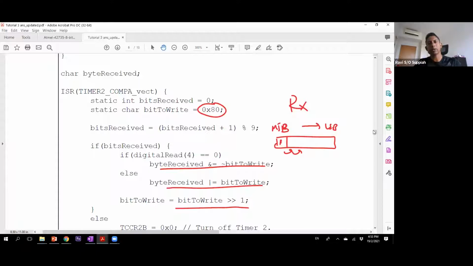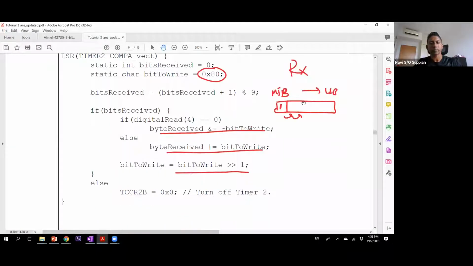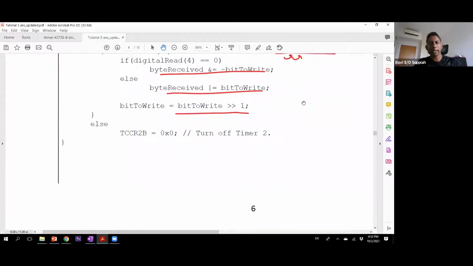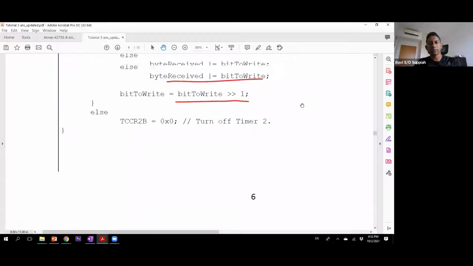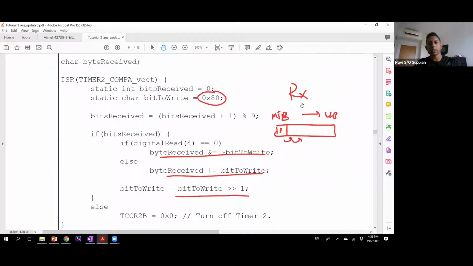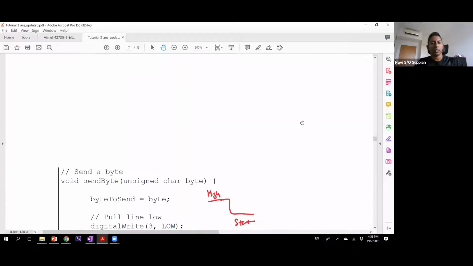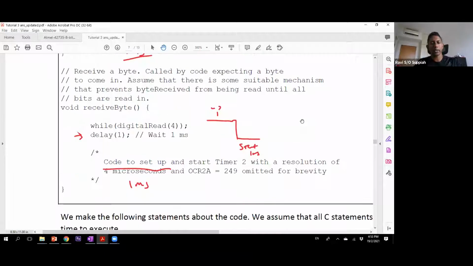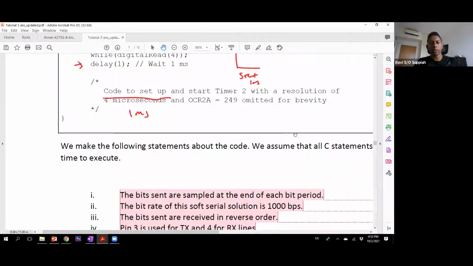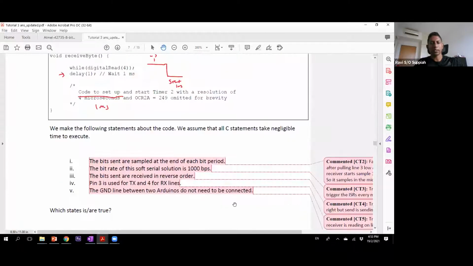When I send the data out, I actually send the least significant bit out. But when I receive the data, I put it into the most significant bit first. So it's the reverse order. And after that, you wait until everything is done and then you end. So that is again the rough idea of what is happening. So let's look at the options here.